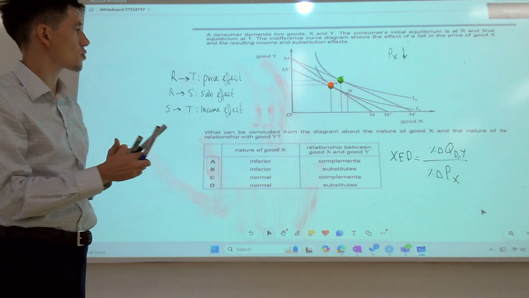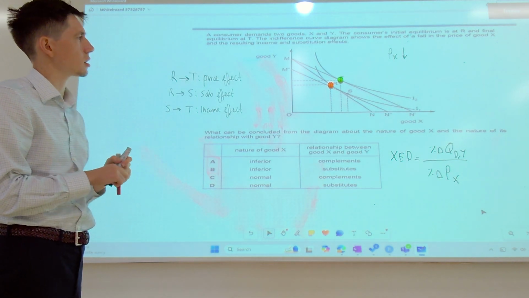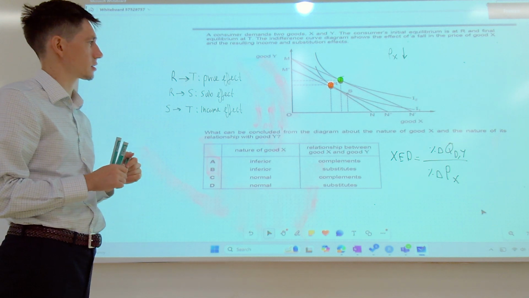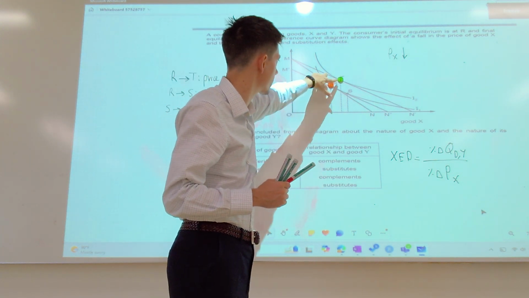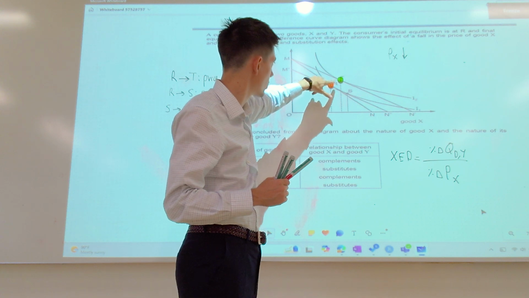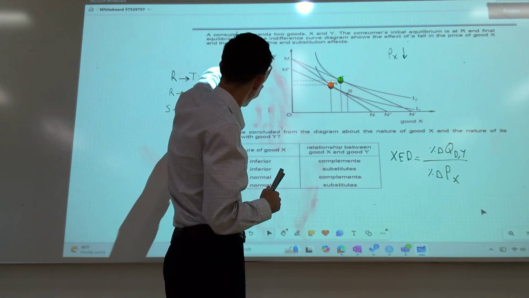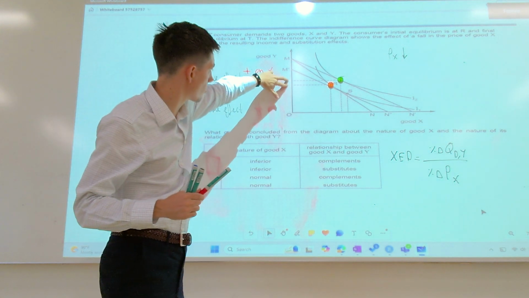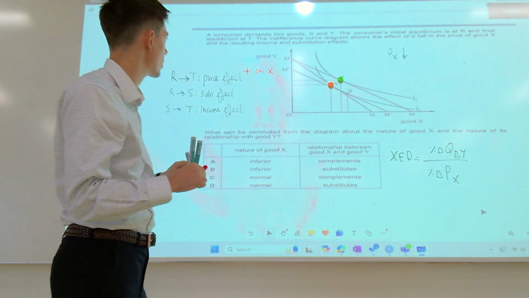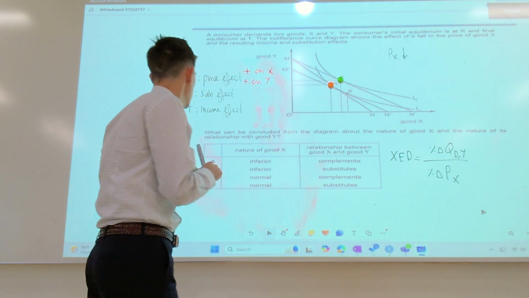That is our price effect or our total effect. So what's the direction of that effect? Well, on X, we can see that we've increased our consumption of X when we move from R to T. So the price effect is positive on X, but also we can see that our consumption of Y has gone up. So the price effect is positive on Y.